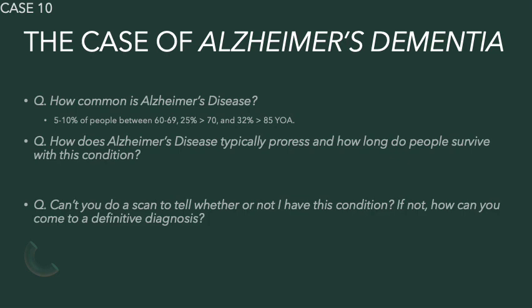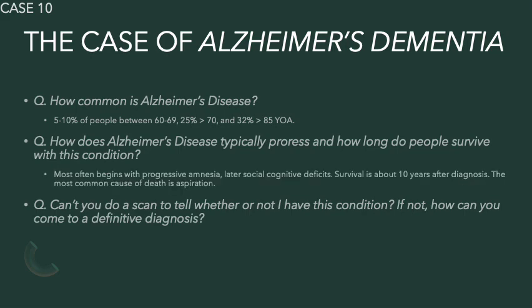How does Alzheimer's disease typically progress, and how long do people survive with this condition? It most often begins with progressive amnesia. Later, social cognitive deficits occur. Survival is about 10 years after diagnosis. The most common cause of death is aspiration.